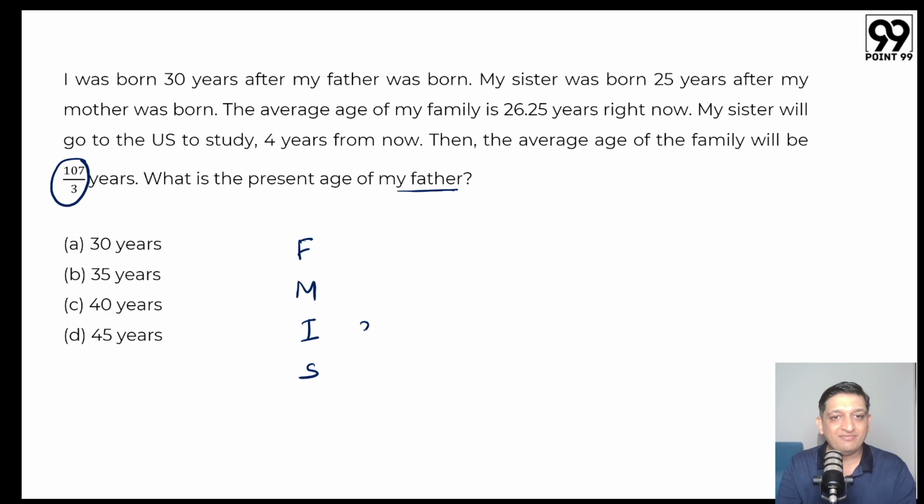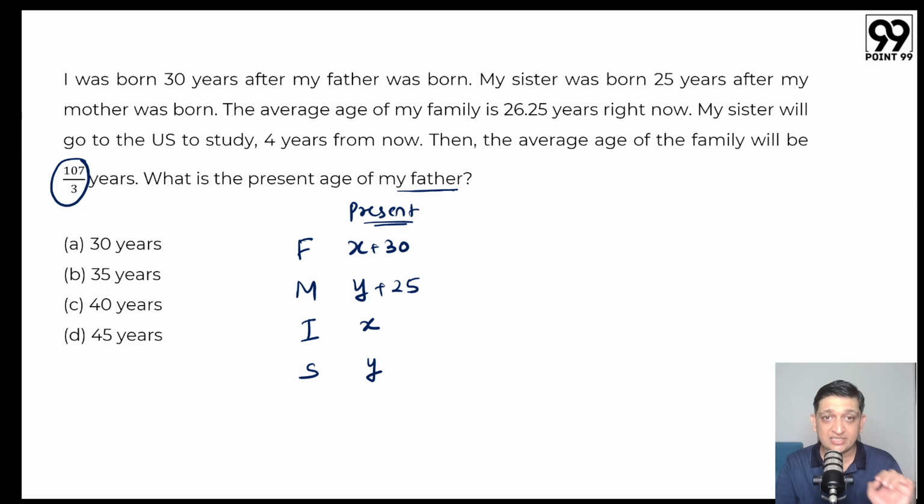This basically means if my age is X, then my father's age is going to be X plus 30, because till 30 years, the age of the son or the daughter was 0, and then 30 years is the advantage that the father has in terms of age. In terms of the mother, my sister was born 25 years after my mother was born. So if the age of the sister is Y, the age of the mother becomes Y plus 25. Now you need not do all these things, I'm just telling you what it looks like. This is the present situation as well, because the gap between 2 individuals is never going to change if one is elder or younger to the other person.